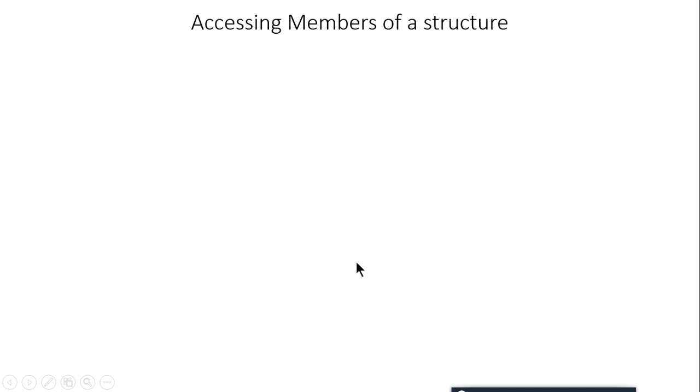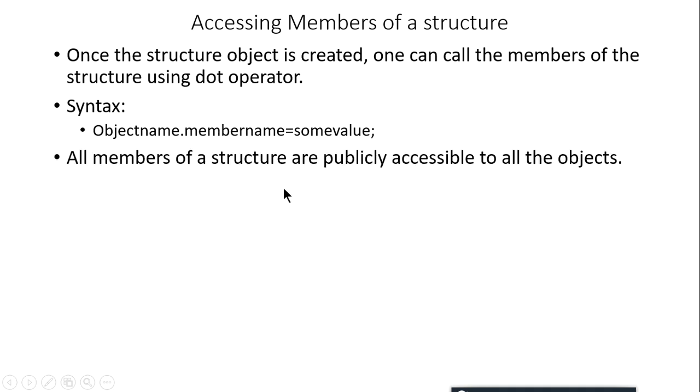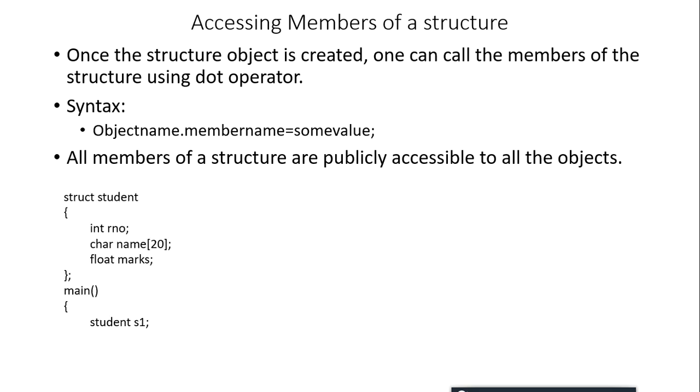Now, how to access the members of a structure? To call the members of a structure, you need a dot operator. So this is the syntax. You write object name, dot, member name, then equals to some value. Generally all members of a structure are publicly accessible, so there is no limit on which attribute or variable you can access using the object and which you cannot. You can access all the variables in the structure.